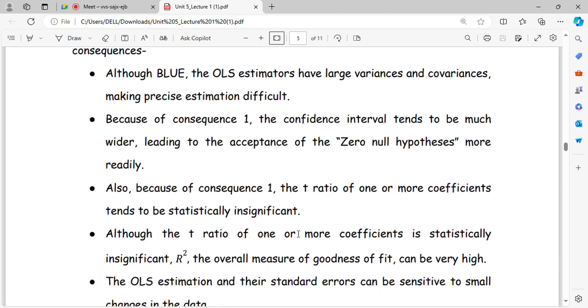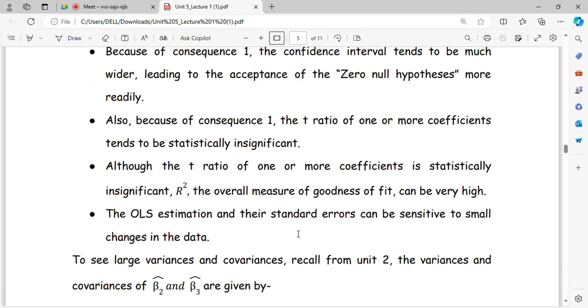Also, because of consequence 1, the t statistic, the t ratio of one or more coefficients tends to be statistically insignificant. Although the t ratio of one or more coefficients is statistically insignificant, R square, the overall measure of goodness of fit, can be very high, right? R square can be very high. The OLS estimators and their standard errors can be sensitive to small changes in the data. If the data changes by just an insignificant amount, the OLS estimates and their standard errors can increase.